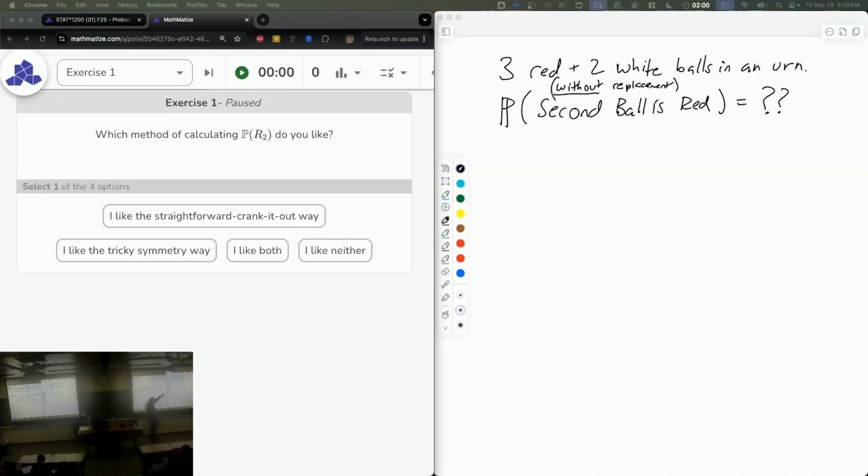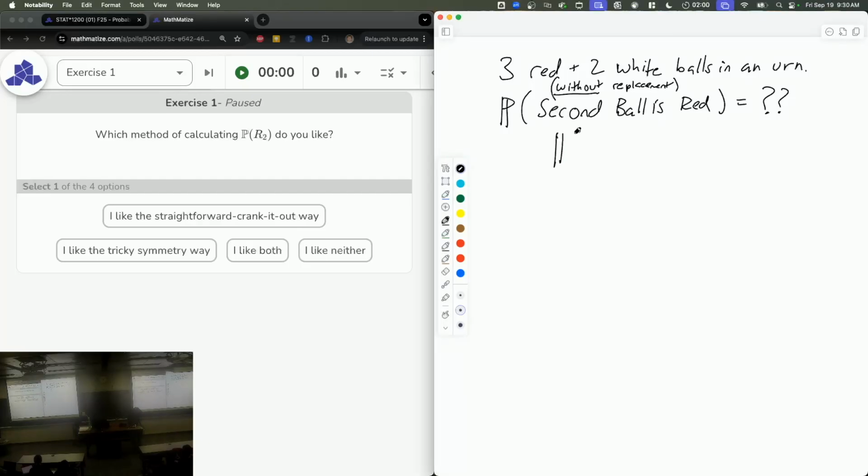And so we had this situation of 3 red balls and 2 white balls in an urn that we've been looking at for a while now. And we drew the tree, we did a whole bunch of things. And now we're trying to do a calculation of what is the probability that the second ball is red, which in our notation was P of R2. The R2 means red on the second ball. And it turns out that this is, if you work it out, which we're going to do 2 different ways, the answer is 3/5.